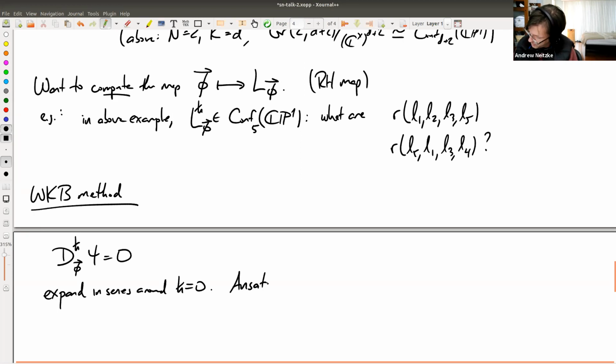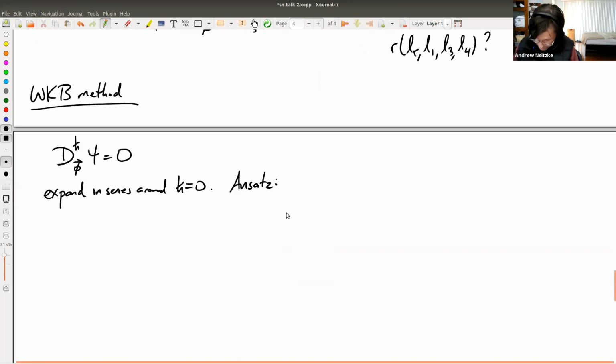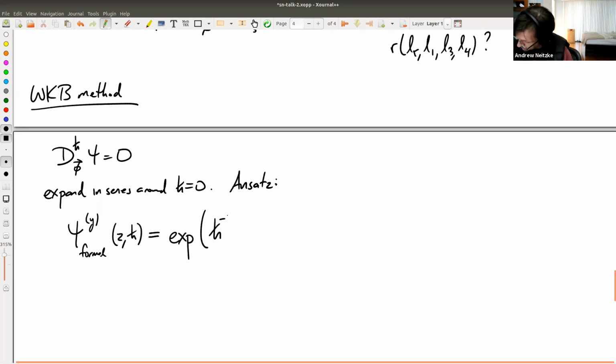So we make a sort of ansatz for what the solutions are going to look like. So here's a proposal for how to make a solution of the equation. And this solution is going to be a formal series. So I'll write formal. Formal series expansion in Hbar. What it looks like is pretty simple. It's just the exponential of an integral.